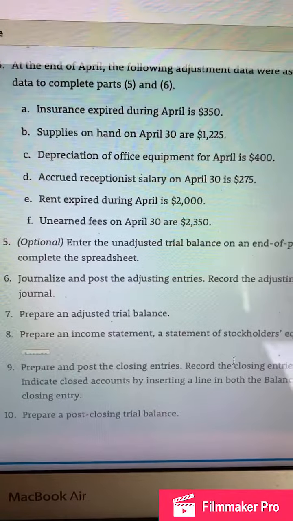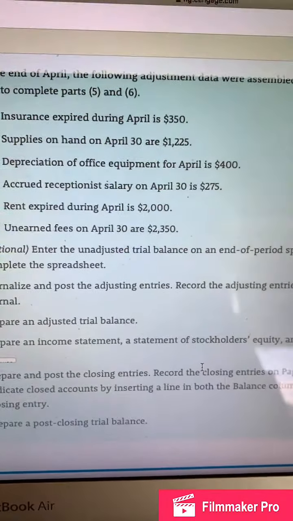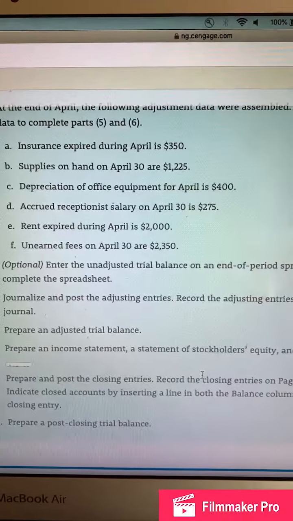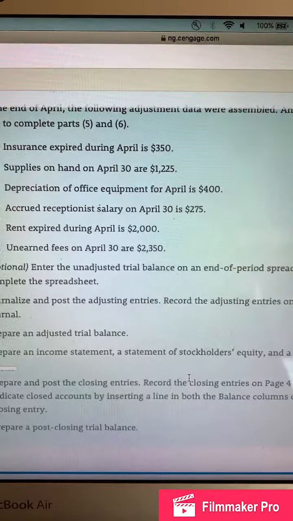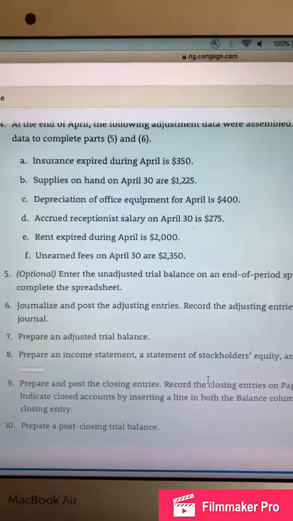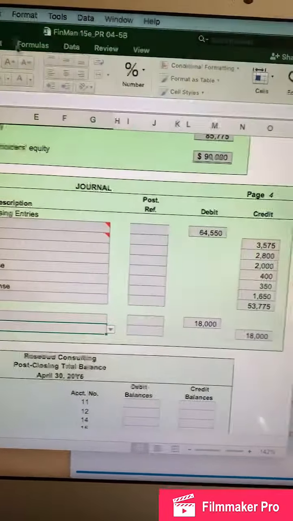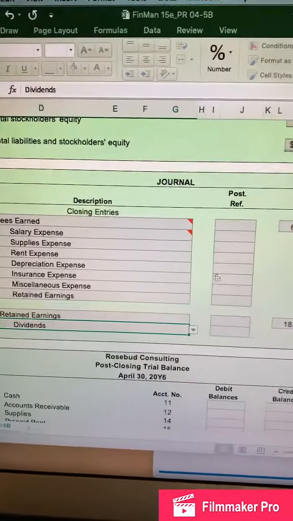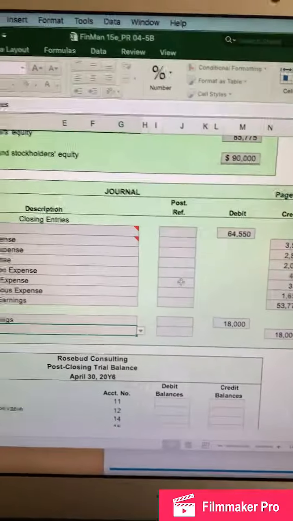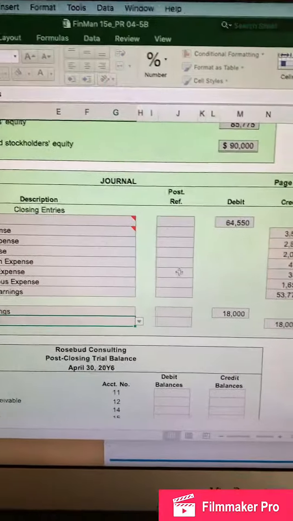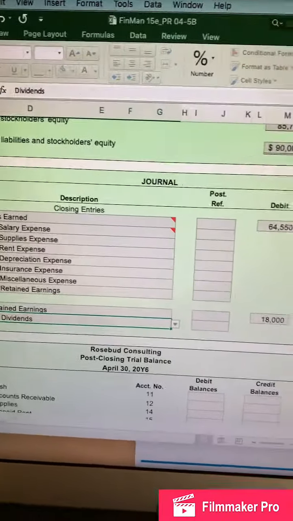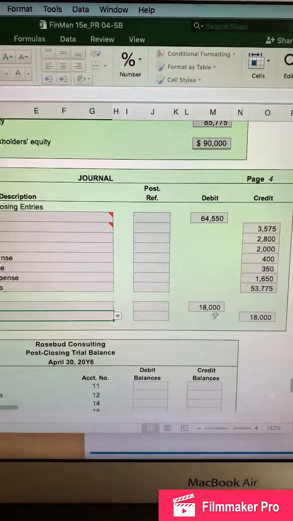Next, we'll look at number 9, prepare the closing entries. Record the closing entries on page 4 of the journal. Indicate closing accounts by inserting a line in both balance columns opposite the closing entry. So here's what that looks like. So fees earned 64,550. All of our expenses and retained earnings, those are listed right here. And then our retained earnings to dividends right here. So that's item number 9.